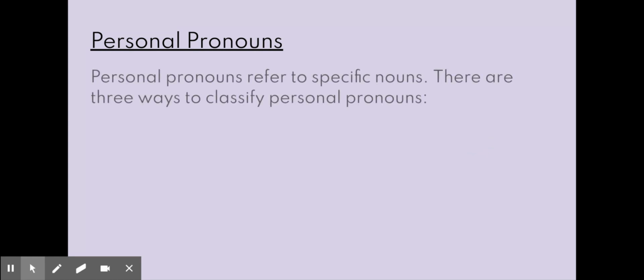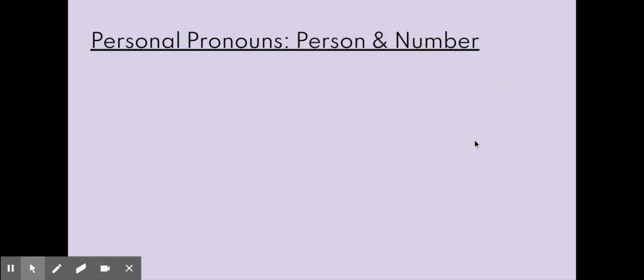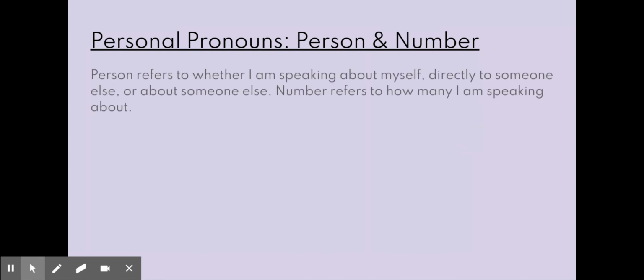Personal pronouns refer to specific nouns. There are three ways to classify personal pronouns: by person, by number, and by case. A pronoun and its antecedent must agree in person and number. Person refers to whether I am speaking about myself, directly to someone else, or about someone else. Number refers to how many I am speaking about.